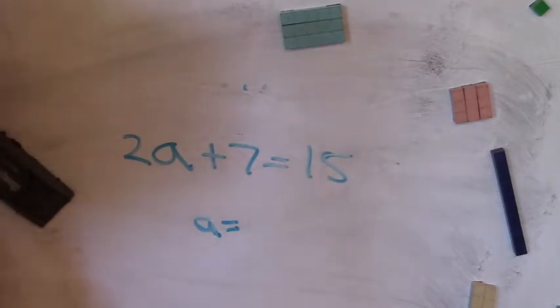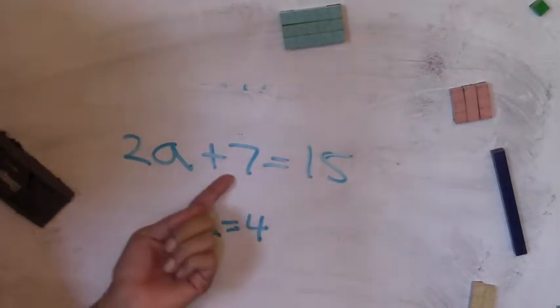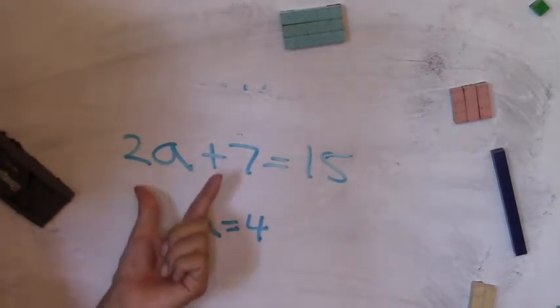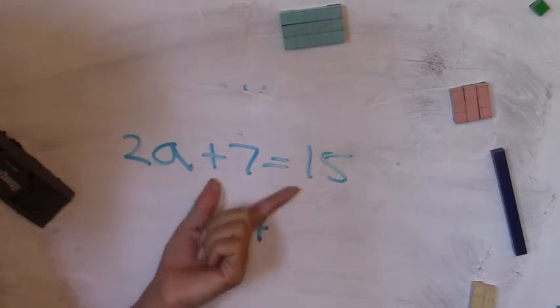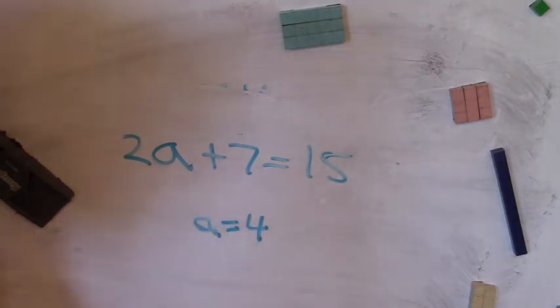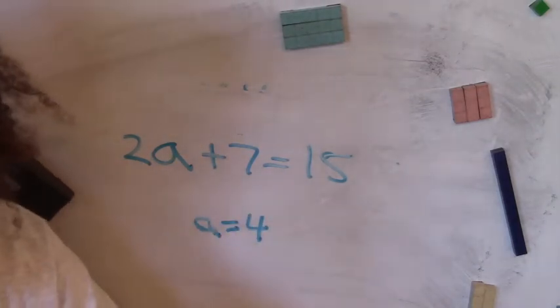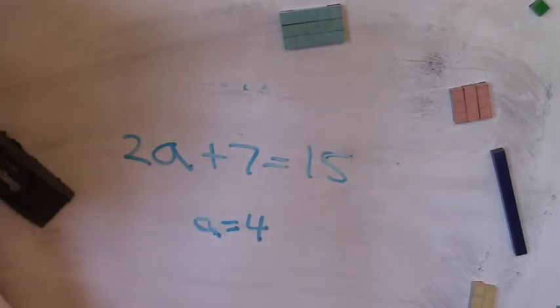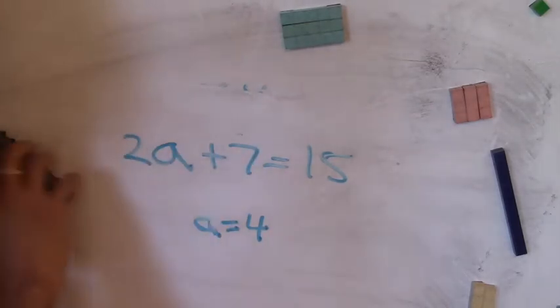So, the answer was, obviously, 4. Alright, so what did you do? Well, you just took 7 from both sides, and you figured out that 2a was the same thing as 8, and then that means 1a has to be 4. That's super easy. Not even using paper and pencil, not even using any blocks, just looking at it.